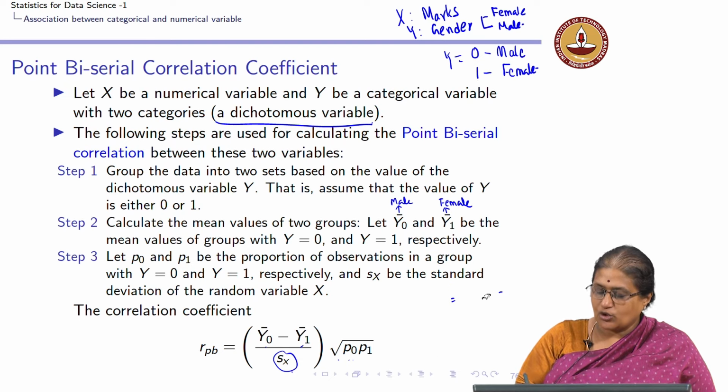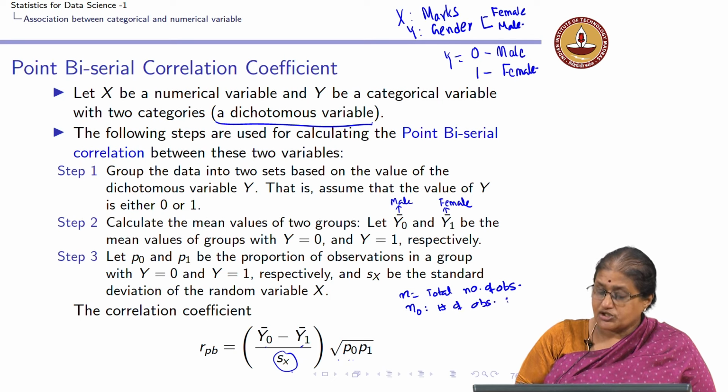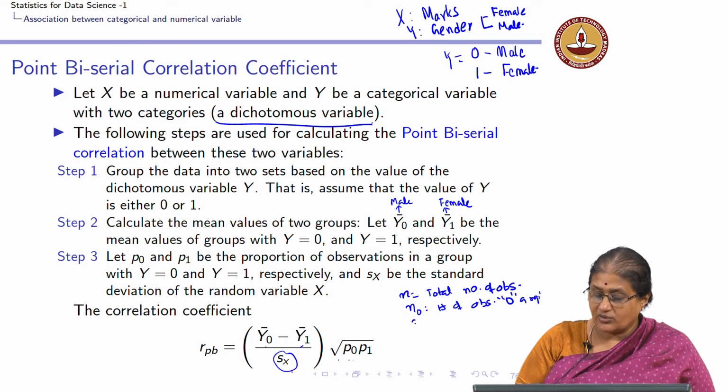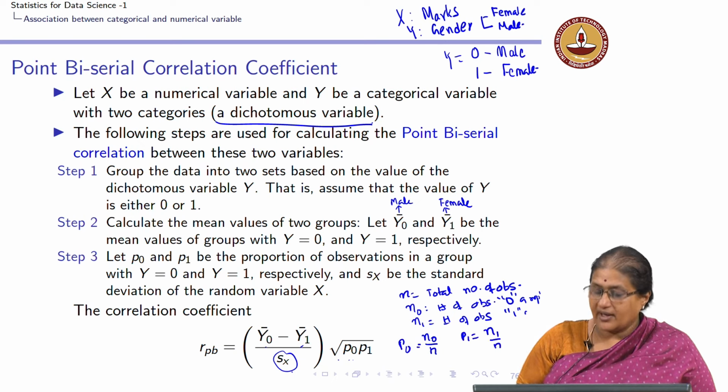If N is the total number of observations, and N naught is the number of observations in my 0th group, the group that is coded 0, N1 is the number of observations in the group that is coded 1, then N naught by N is equal to P naught, and P1 is N1 by N.